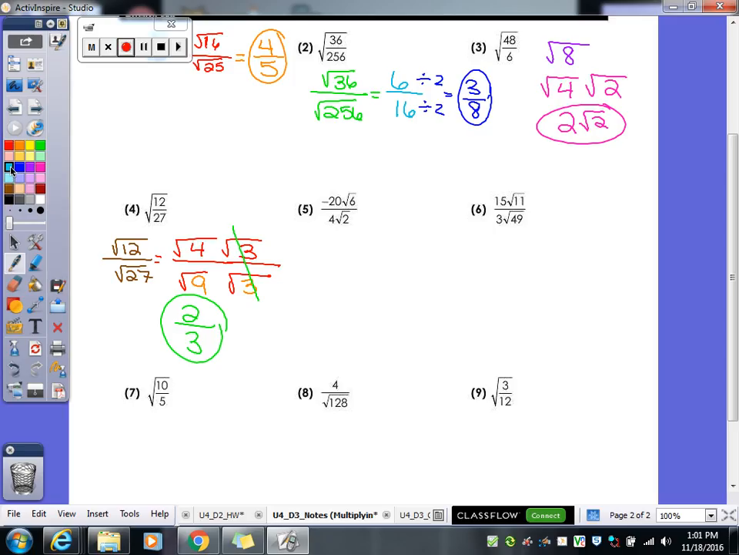All right, number 5. Let's try to divide first. Can I divide negative 20 by 4? Yes. When I do, I get a negative 5. Can I divide 6 by 2? Yes. I'd get a radical 3. And we can't reduce a radical 3 any further, so that's our final answer.